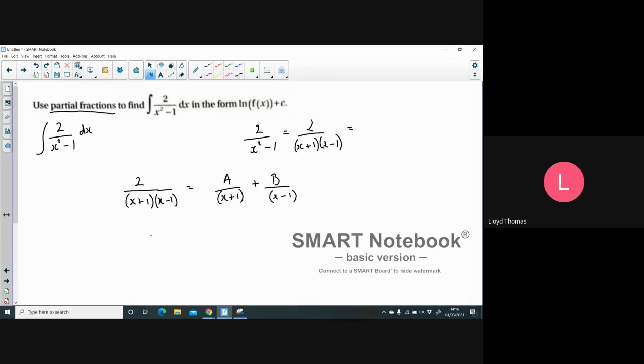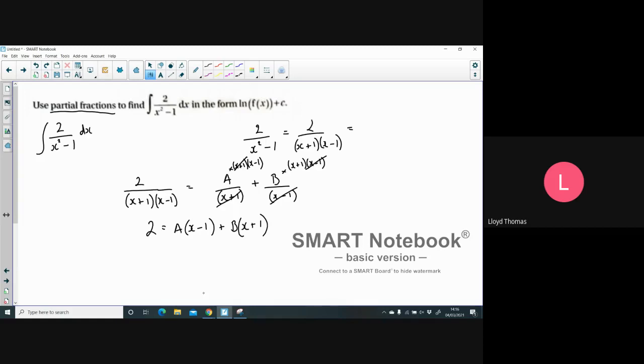Now, the step with partial fractions is, let's get rid of any denominators. So I'm going to multiply through by x plus 1 and x minus 1. I'm going to times this one by x plus 1, x minus 1, and this one by x plus 1, x minus 1. That will cancel out the denominators, and you are left with a brackets x minus 1 plus b brackets x plus 1.